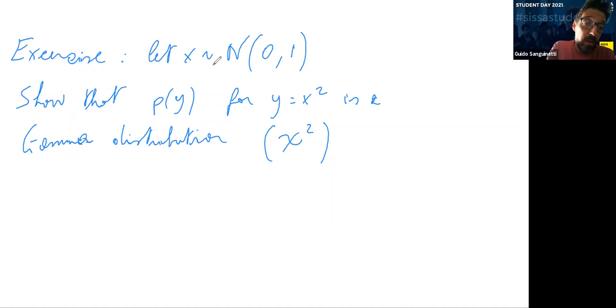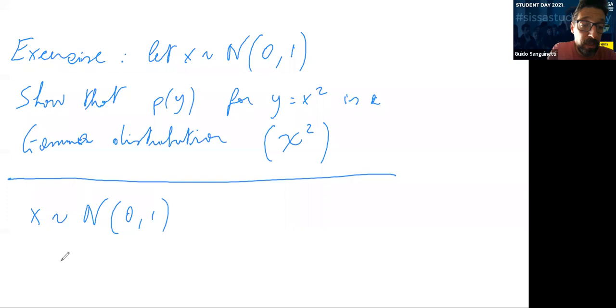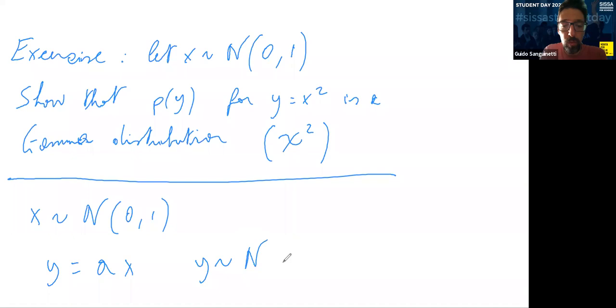Another immediate application of the change of variables rule is that if I have X distributed according to a Gaussian, then Y equals A times X, where A is any real number, is also going to be distributed according to a Gaussian, still with mean zero, and with variance A squared.